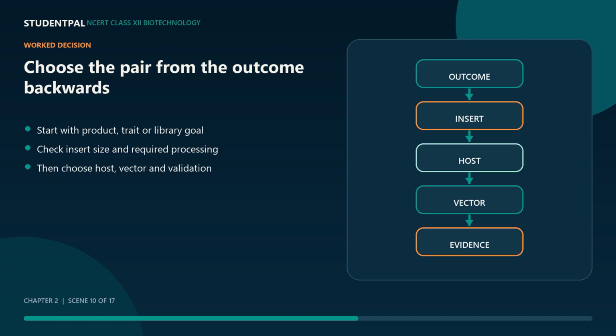Change the goal again to construction of a genomic library containing very large fragments. Vector capacity and stability now dominate, pointing toward an artificial chromosome system rather than a routine plasmid. Notice the reasoning order. Define outcome, estimate insert requirements, identify host biology, select vector features, plan delivery and selection, and finally choose confirmation tests. If two systems could work, compare yield, fidelity, stability, cost, and safety. This decision chain is far stronger than answering with a vector name alone.